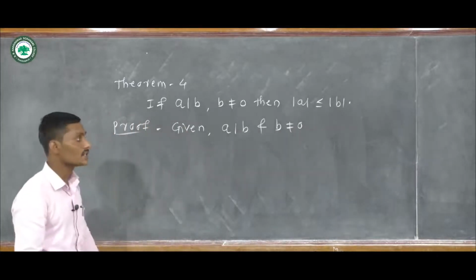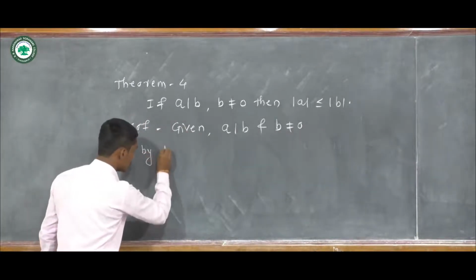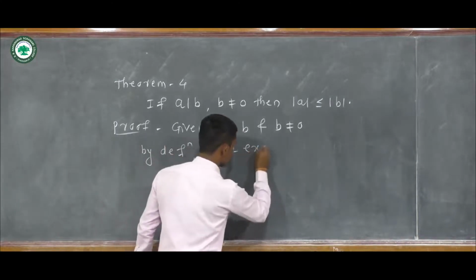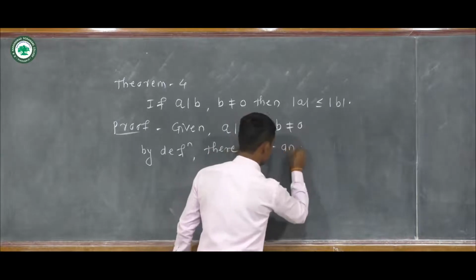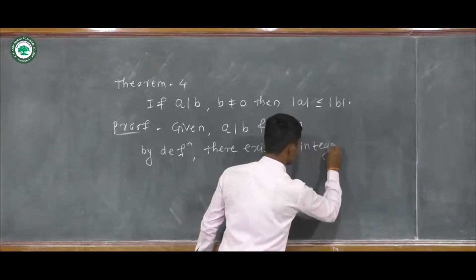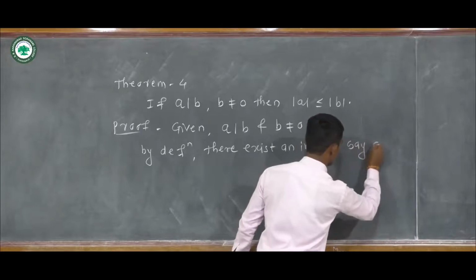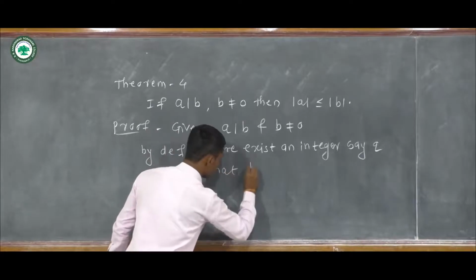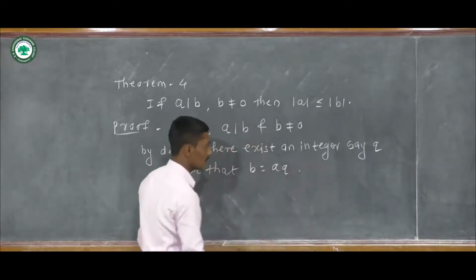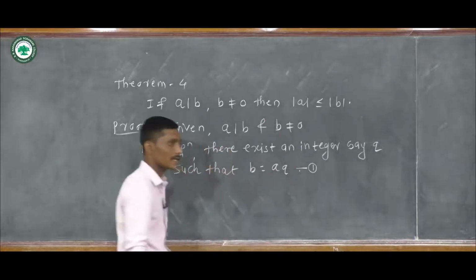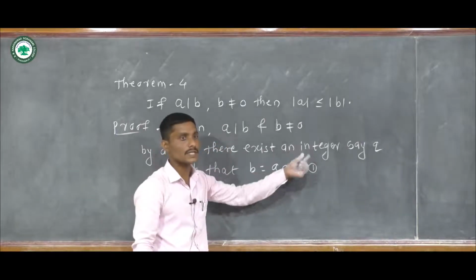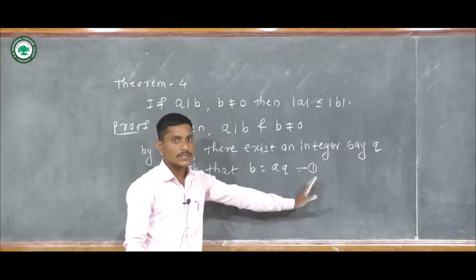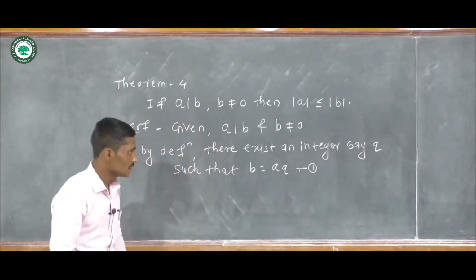Therefore, by the definition of divisibility, there exists an integer, say q, such that b is equal to a into q, say equation number first. But given that b is not equal to 0, that is, the left side of equation 1 is not equal to 0, so the right side of equation 1 is also not equal to 0.